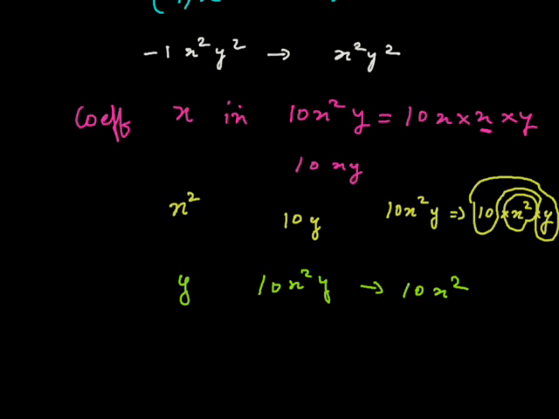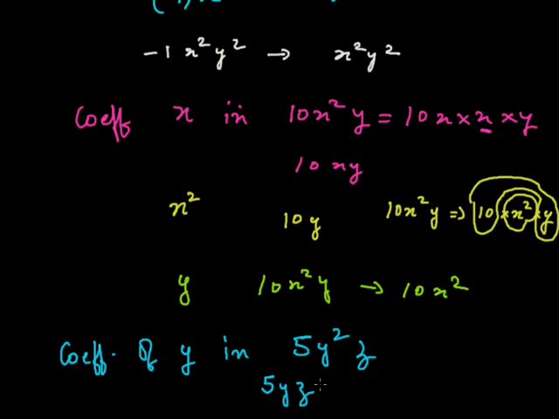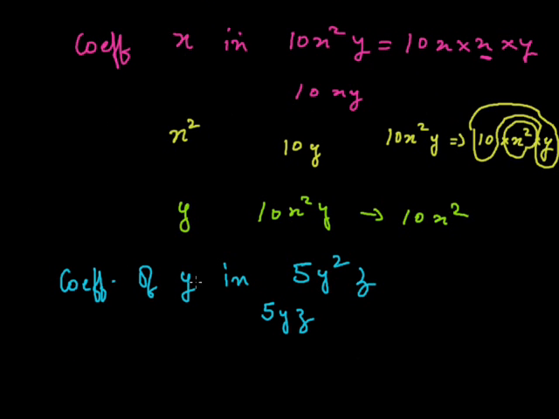Let us see one more example. If we have to write the coefficient of y in the expression 5y square z, then the coefficient of y is 5yz. That is, we have left one y, and the remaining part will be its coefficient. Now if I have to write the coefficient of 5z, then it will be y square.